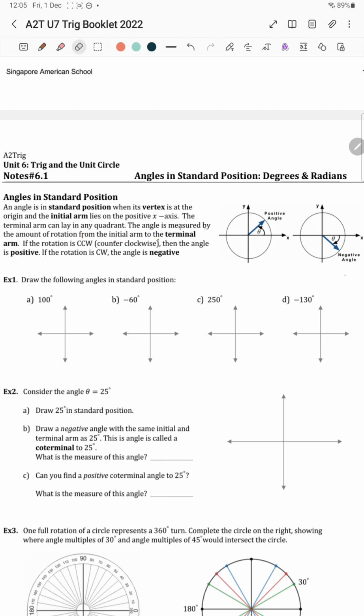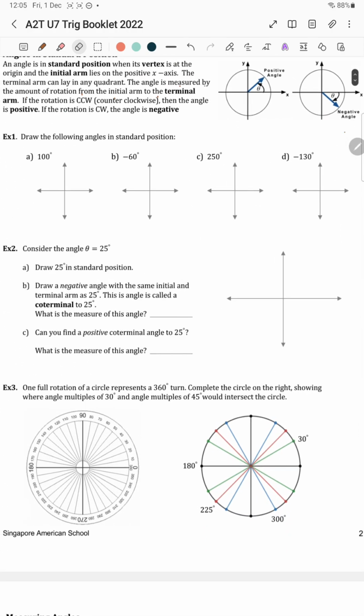Okay, so draw the following angles in the standard position. Number A is 100 degrees. So 100 degrees is a positive angle. We will go counterclockwise from 0 to 90, and this is 100. So this is 100 degrees.